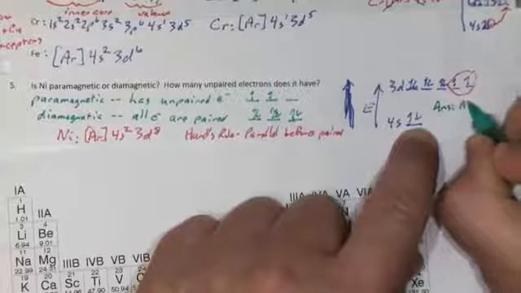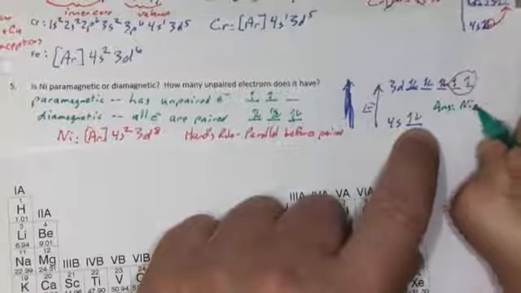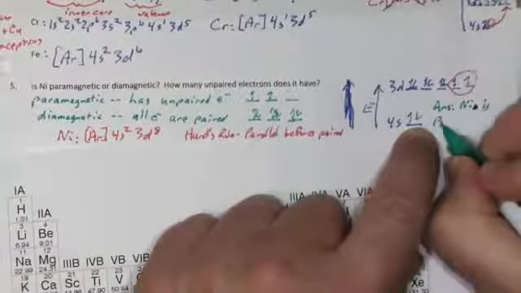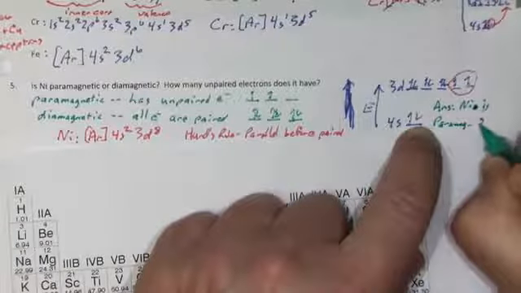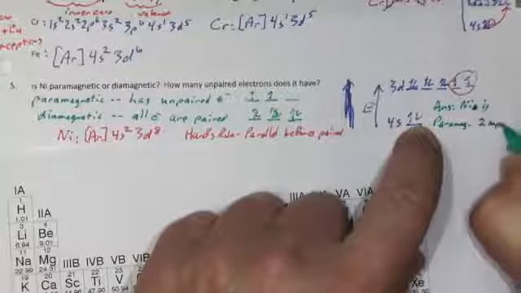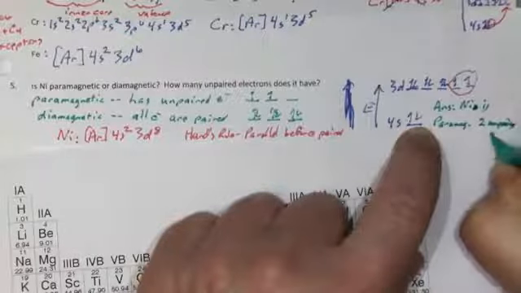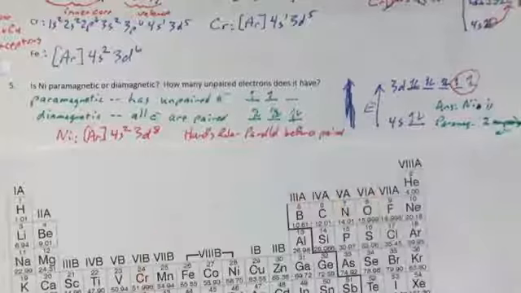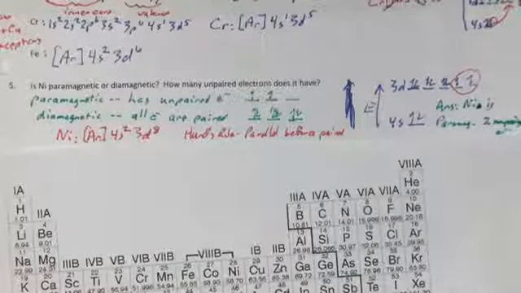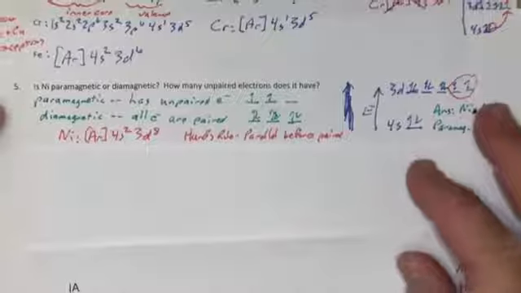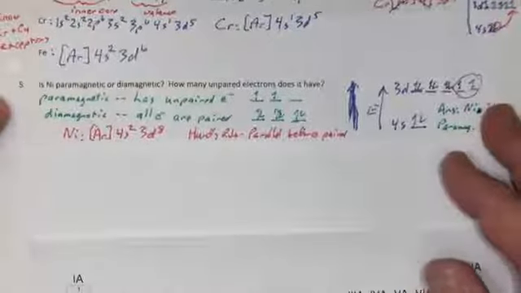The answer is nickel is paramagnetic and it has 2 unpaired electrons. Okay, well, this was a question that was not in the original notes, but I've added this, so be sure that you understand that.